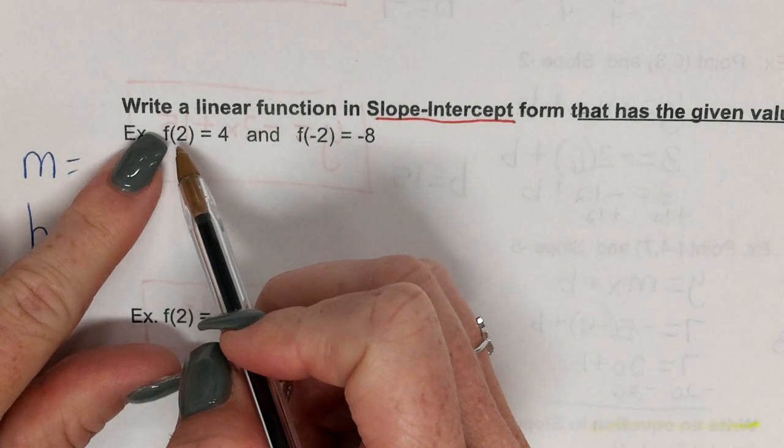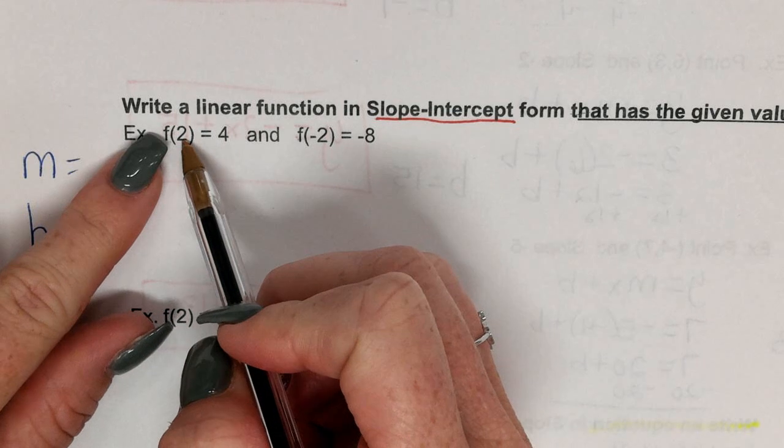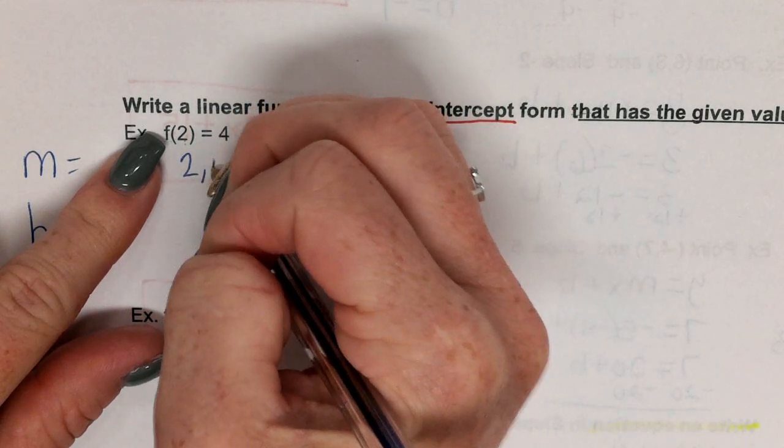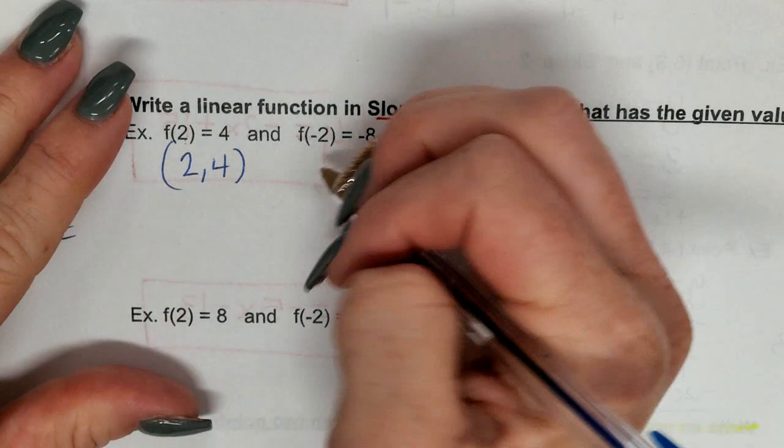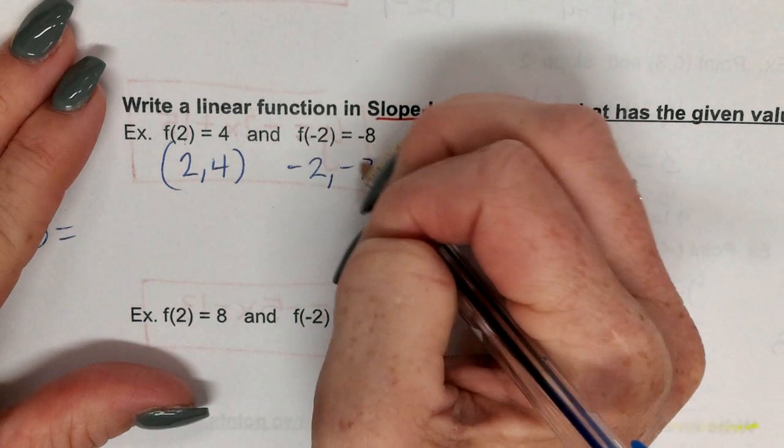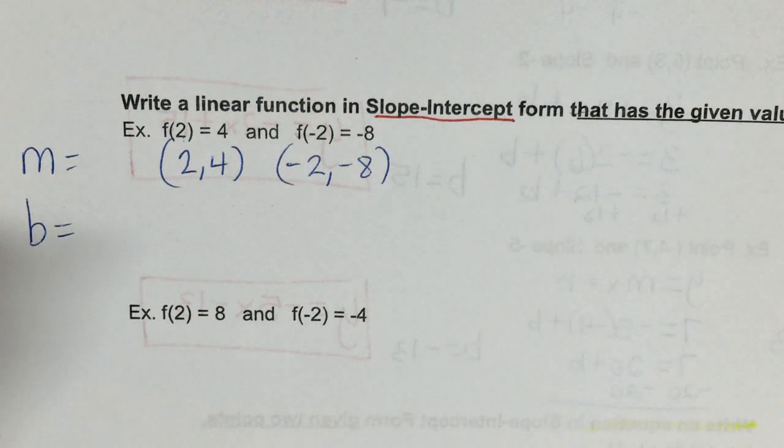If it's f of 2, the 2 is the x value, so that's 2 comma 4 because the 4 is the y value. And this is -2 comma -8. All right, can you use stat because it's 2 coordinates? Yes. Yes.